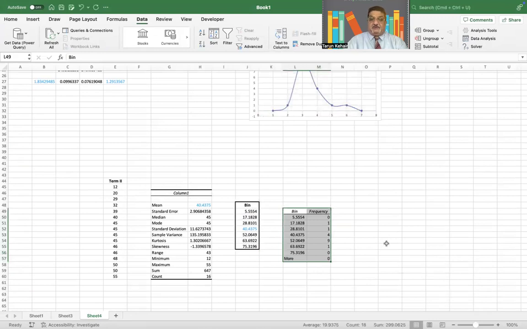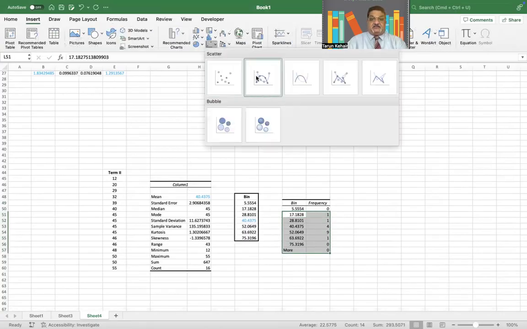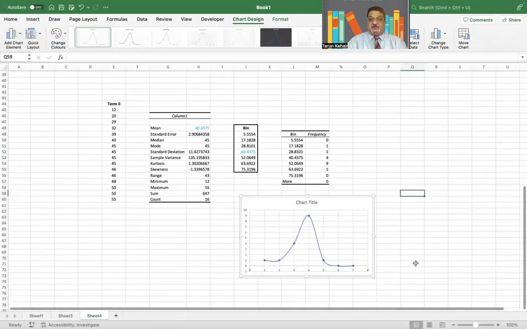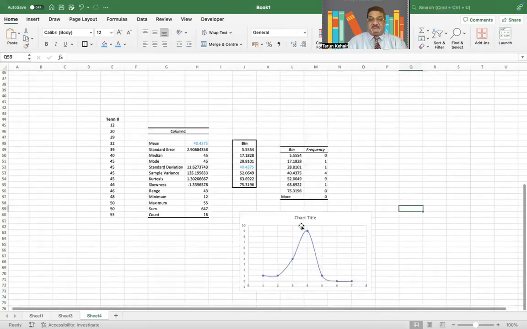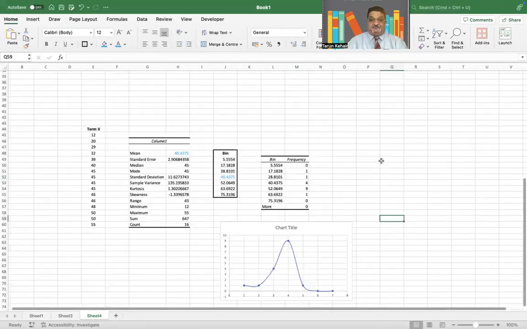So now what I will do is I will construct a graph, insert a scatter, and now you will see a very different skew coming up. Now you see the difference between this and this. So here you have the tail, which is more pronounced. So this is a negative skew.